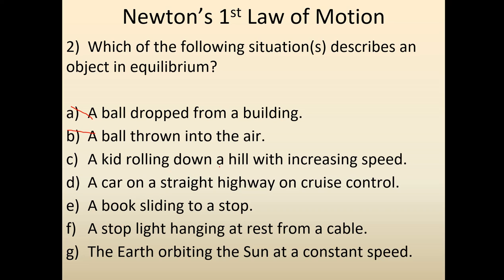A kid rolling down the hill with an increasing speed. Again, increasing speed, that's not it. We're looking for constant speed in a straight line. D, a car on a straight highway on cruise control. If you don't know cruise control, that's something in a car that basically keeps you at a steady speed. So D is going to be one of our equilibriums.